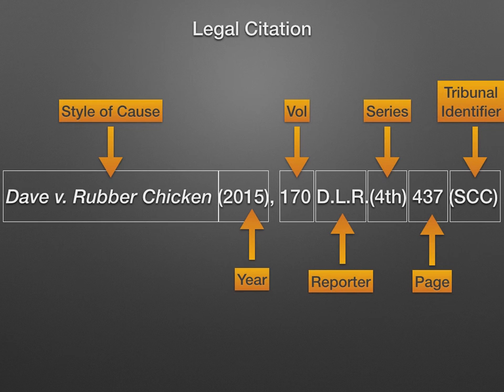The thing to note here is it's Dave and the Rubber Chicken. We don't say Dave versus the Rubber Chicken unless it's a case against the Crown. So if you see R.V. Rubber Chicken, that would be a case where you'd say versus. So just when you're saying the spoken name of the case for civil matters where the government's not involved, the V is pronounced and.